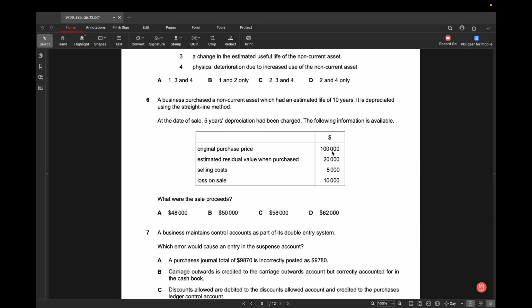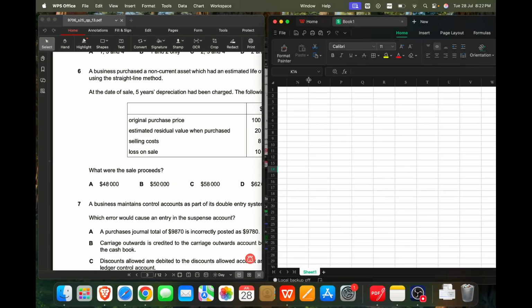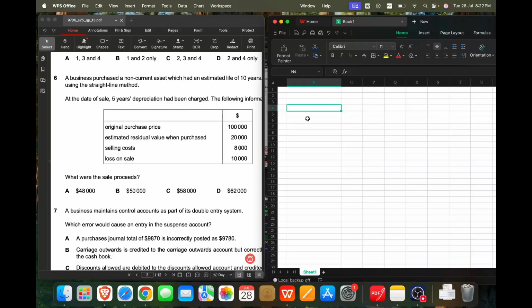Original purchase price is 1 lakh or 100,000. Estimated residual value when purchased 20,000. Selling cost 8,000 and loss on sales is 10,000. Okay, first let's calculate how much depreciation will be charged on this asset. So the depreciation formula for this is cost minus scrap value, and then this would be divided by useful life. It will give you the depreciation per year.